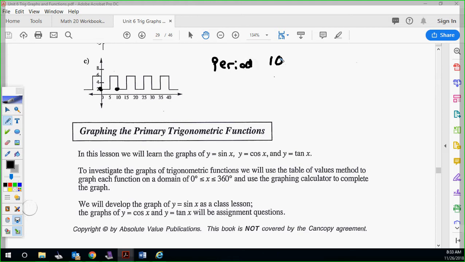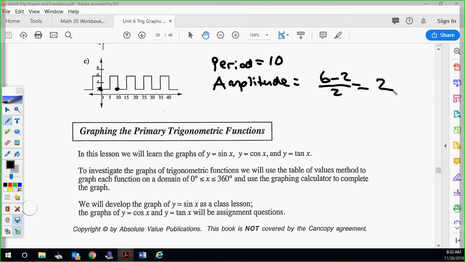What is the amplitude? Good. So it's 6 minus 2 over 2. 4 over 2 is 2. So your amplitude is 2. So 6 is the height, 2 is the lowest. Amplitude is 6 minus 2 divided by 2. Okay. Everybody good?